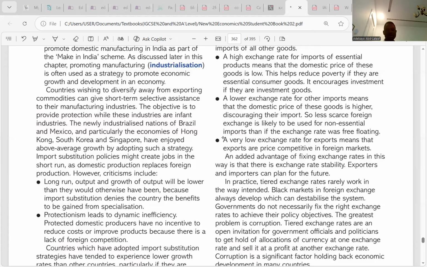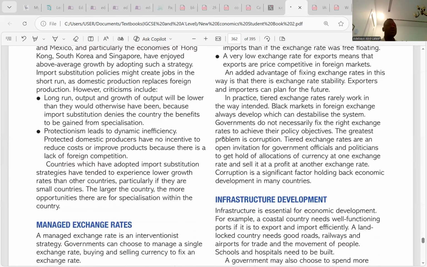Do you understand? Because when it comes to import substitution, the first thing that comes to your mind is, do you have a comparative advantage towards it? If you don't have comparative advantage, it simply means you are squeezing yourself to make the production. And that is misallocation. Two, protectionism leads to dynamic inefficiency.